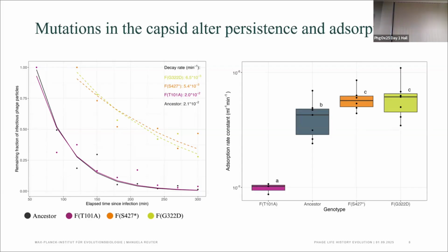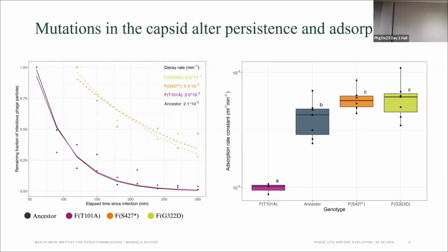So when we measured the adsorption constant, again, of the mutants and the ancestor, what we could see is that this mutation also increased the adsorption constant of the respective mutants. However, we were quite surprised to find that the mutant that was isolated from the short transfer regime showed a 5 times reduction in adsorption constant. And so we were a bit intrigued by finding this, and we were thinking, okay, how can we explain this?